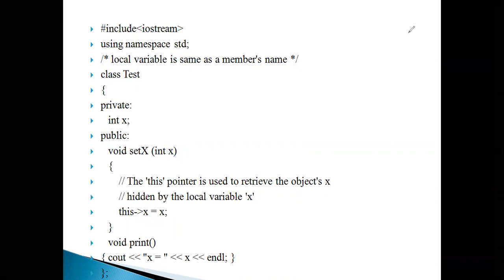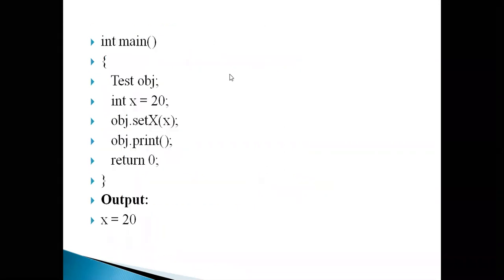Now come to the main function. With obj.print, I am printing the value of x. x = 20. At last the return statement is return 0, and close the main function. This illustrates how to work with the this pointer, how to use the this pointer.